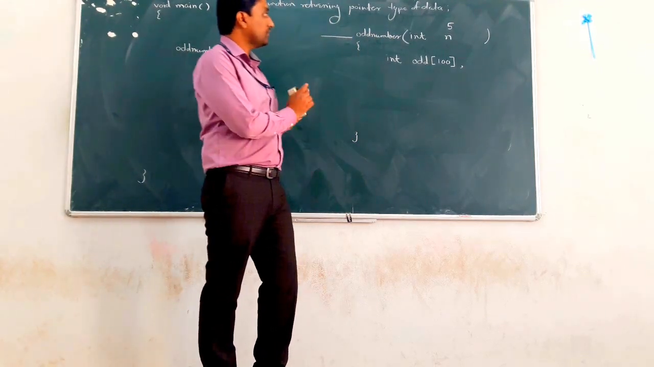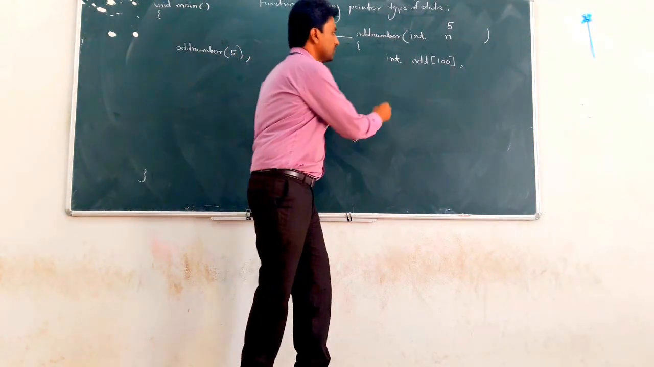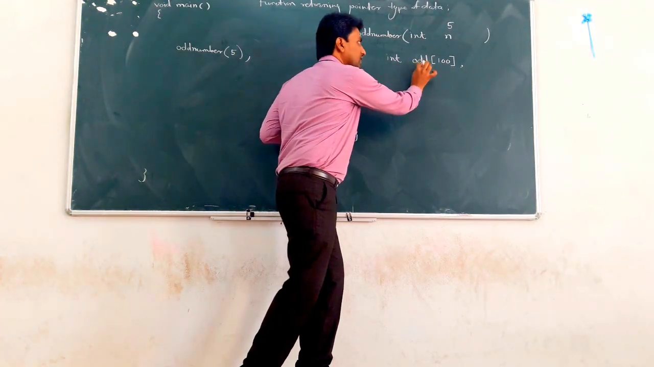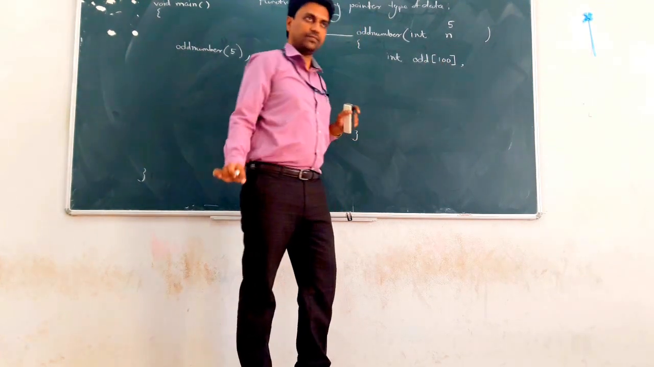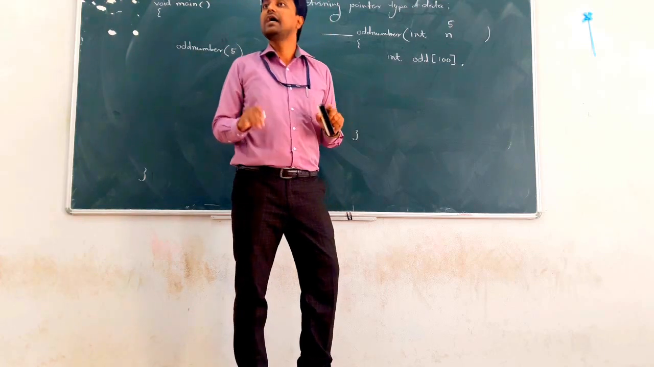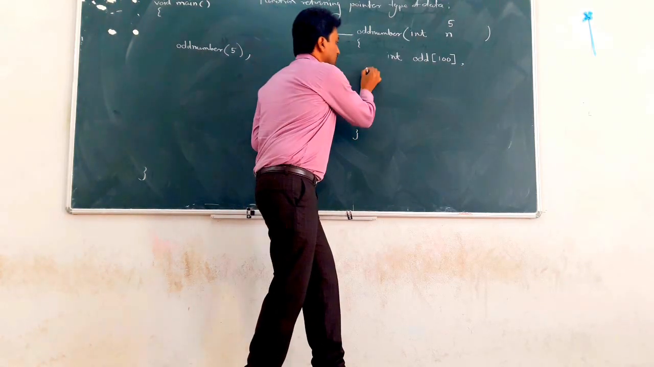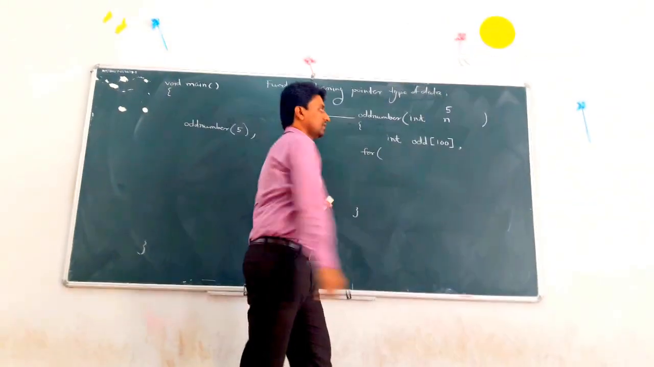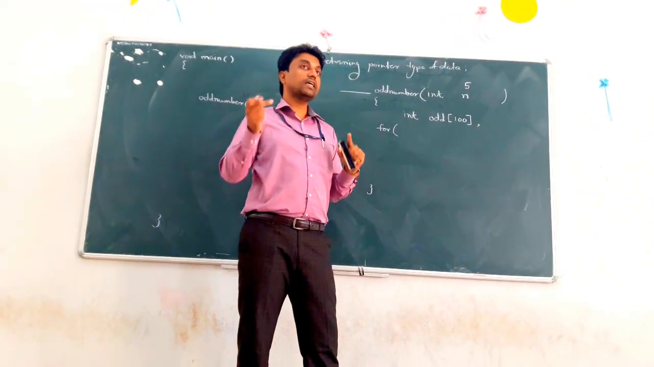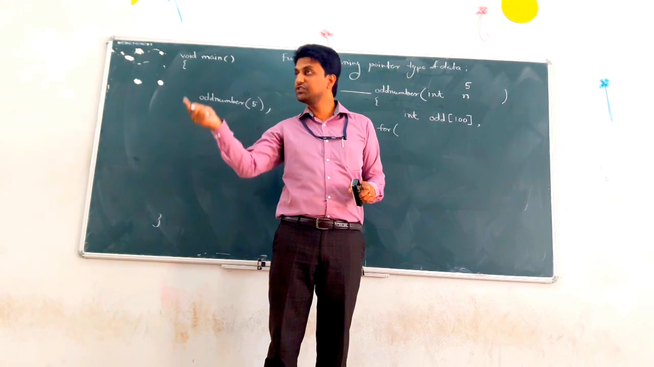So now we want the first 5 odd numbers starting from 1. So how can we add them? Where do we store them? Into the odd numbers array. First 5 odd numbers we want to store into the odd numbers array. How? For that we can use a for loop. For now we want to store the first odd number at index odd of 0.